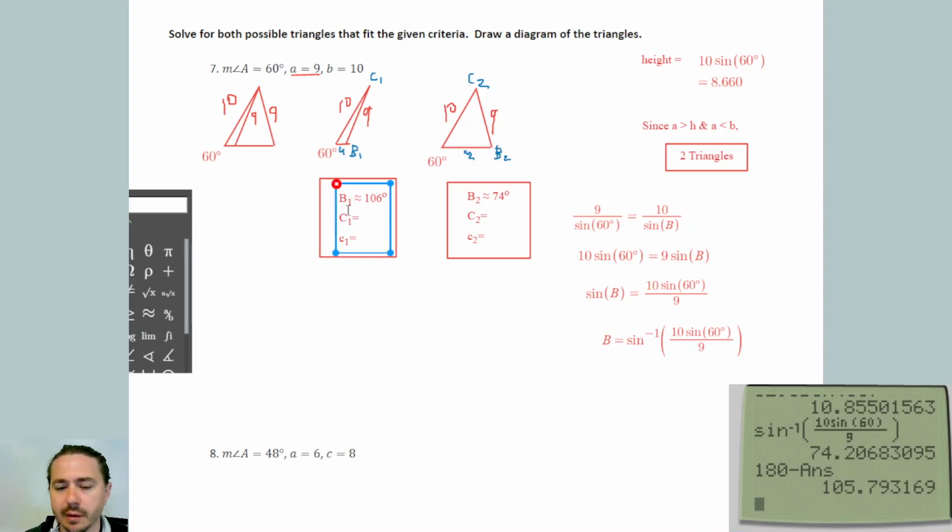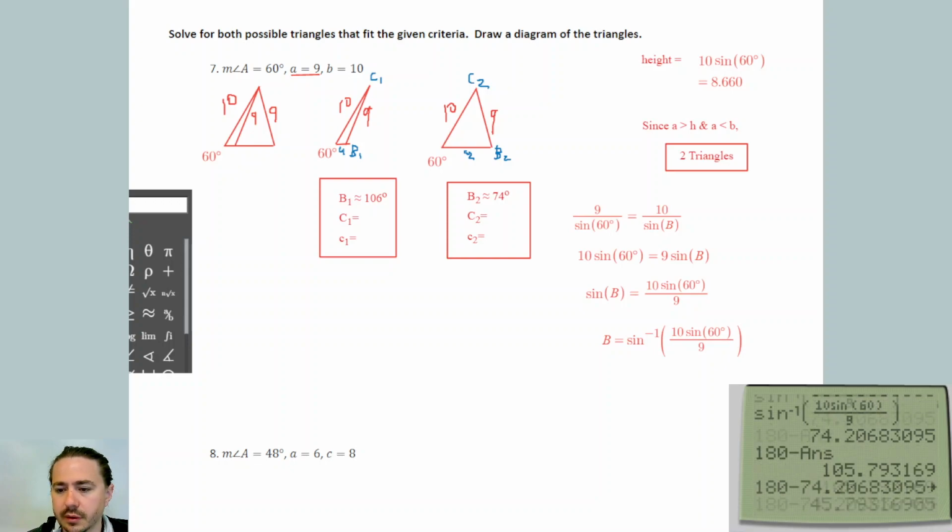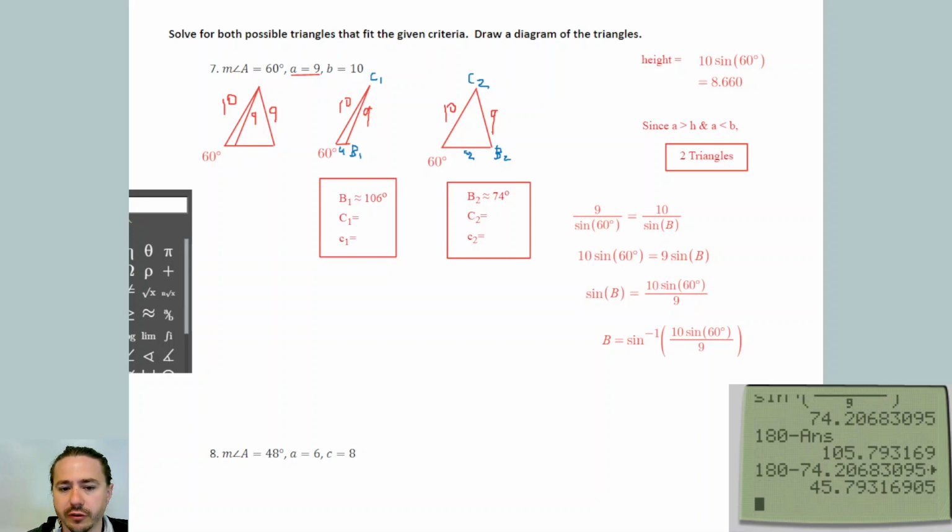It's good to have these diagrams to really keep straight what's going on here. So we got this angle measure. Now we can use it to find the two different C values, because remember that all the interior angles of a triangle have to add up to 180. Now we have two of the three, so we can find this other one. So 180 minus that 74, minus the original 60 that we knew, that'll give us about 46 degrees.